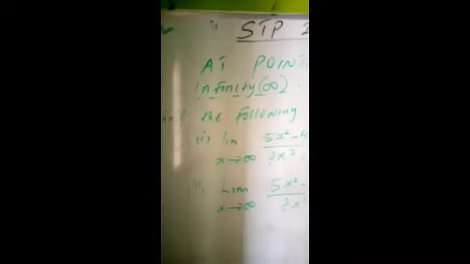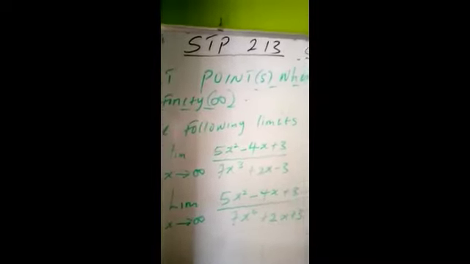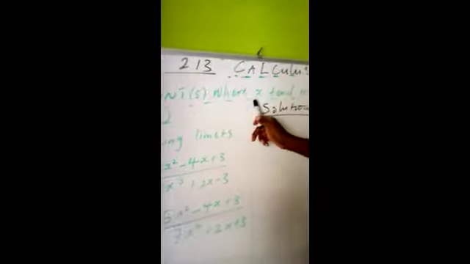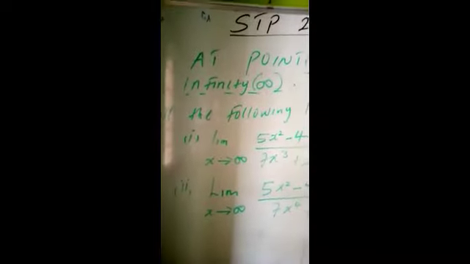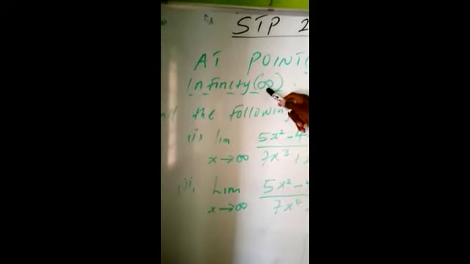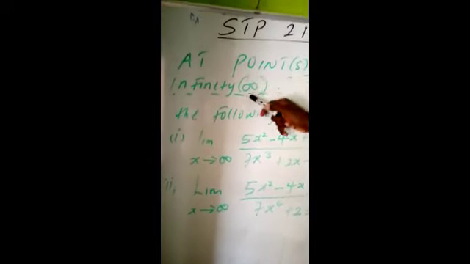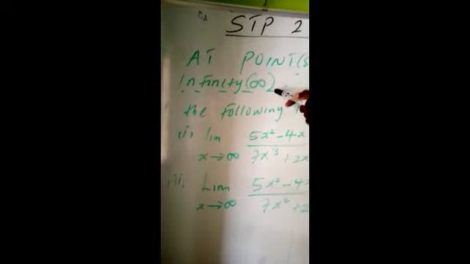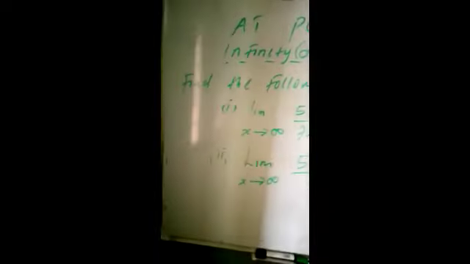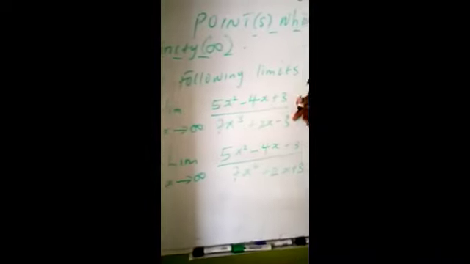This is number 2, continuation of this. We said that at the point where s tends to infinity, this is the symbol of infinity. Anytime you see something like this, it means infinity. This is not 8, but it's what? Infinity. Then the question says find the following limits.